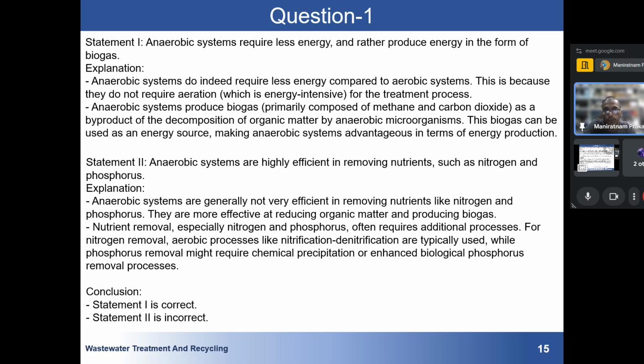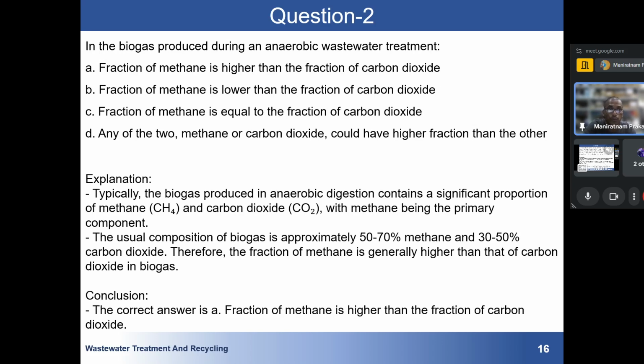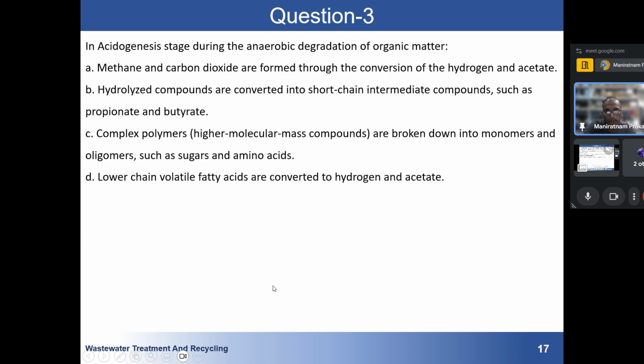For your better understanding, I request you to write down the reaction on your own and see how much percentage of methane is forming. You will see that 50 to 70% is methane, and generally the carbon dioxide is very little. So the answer is correct: the fraction of methane is higher than the fraction of carbon dioxide.